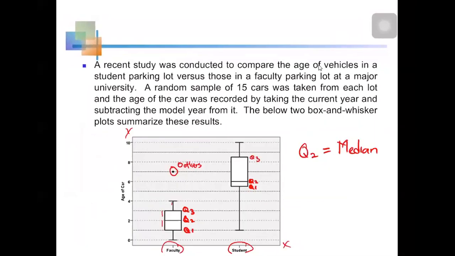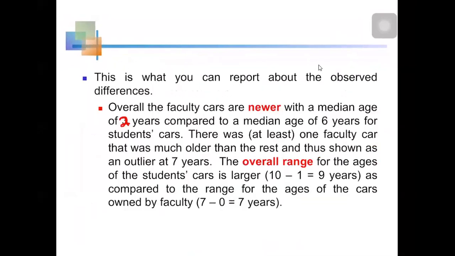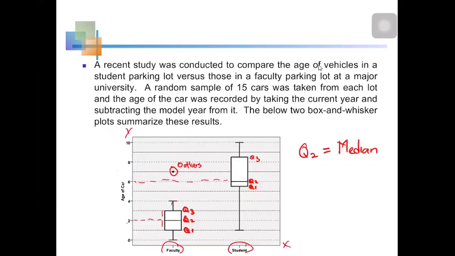So if you look, the median for the faculty cars is 2, but for students' cars it's 6. So overall, the faculty cars are newer with the median age of 2 years compared to the median age of 6 years for students' cars. There was at least one faculty car that was much older than the rest, that shows as an outlier at 7 years.